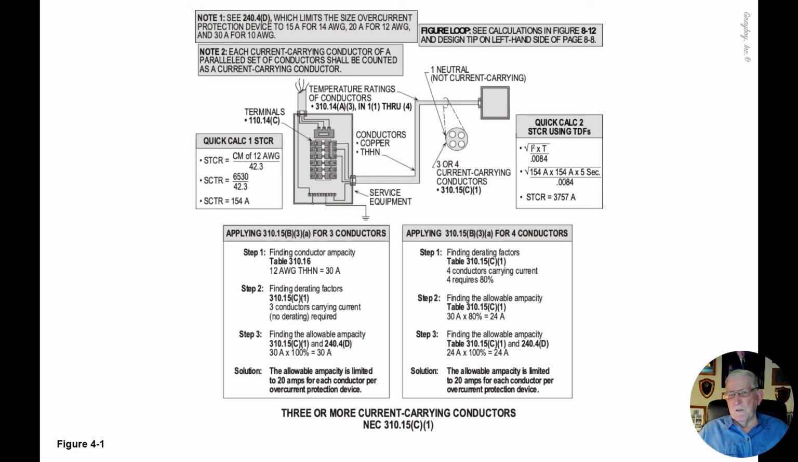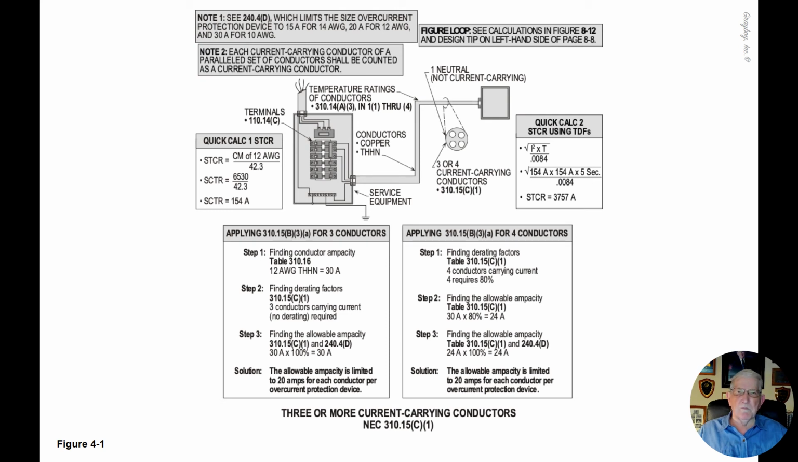Now sometimes on the test they'll want to know what is the short time current rating of a conductor that has a current limiting fuse connected ahead of the conductors. Then we'd go to quick calc 2. Notice we would take the square root of the current squared times the clearing time of 5 seconds divided by the new clearing time, 0.0084 seconds.